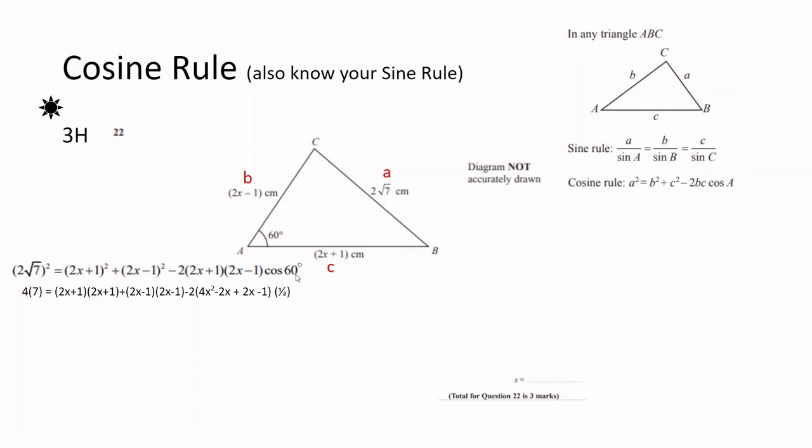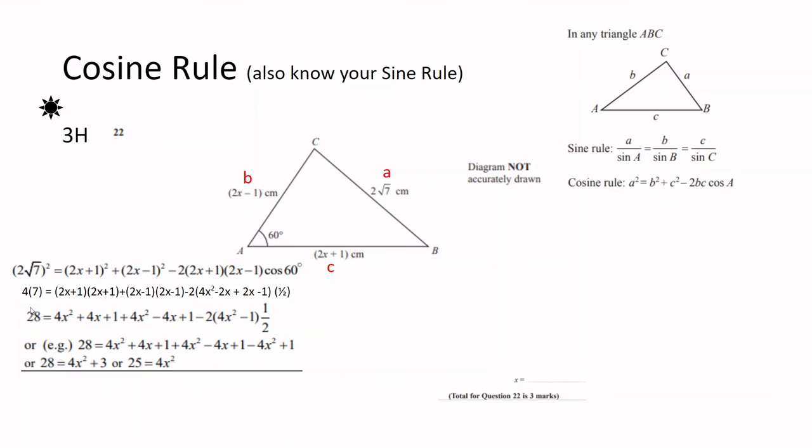Cosine of 60 is a nice one. If you write that in your calculator, you'll see it's exactly 0.5. It's exactly a half. So in this next step, as we've multiplied things out and simplified them down a bit further, I've multiplied these 2 brackets together and simplified. I've multiplied those 2 brackets together and simplified. And I've got negative 2 times. Now this cancels out the negative 2x and the positive 2x. So I've just got 4x squared minus 1. And times that by a half.